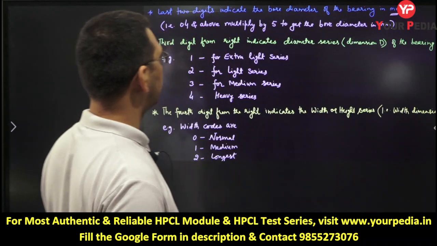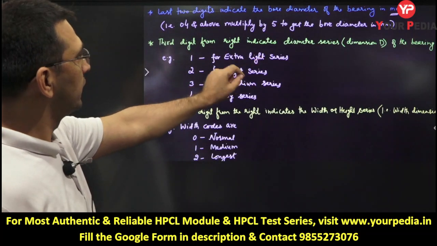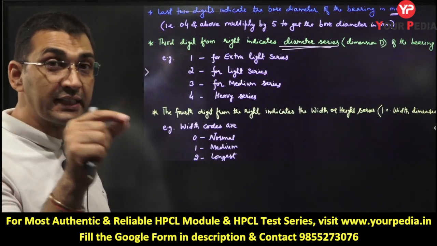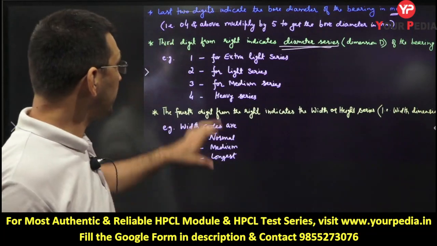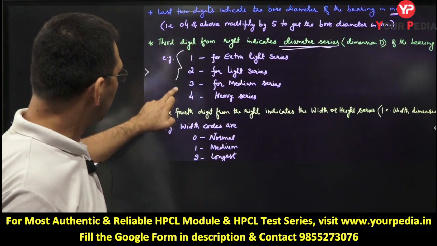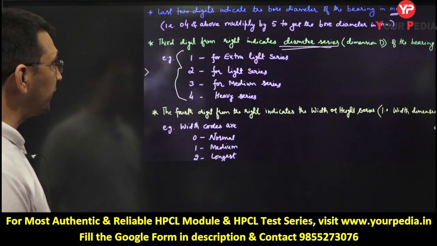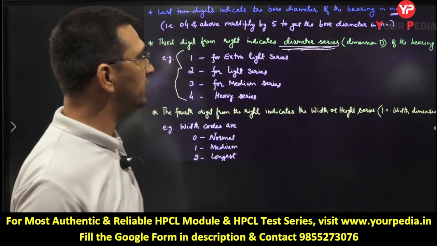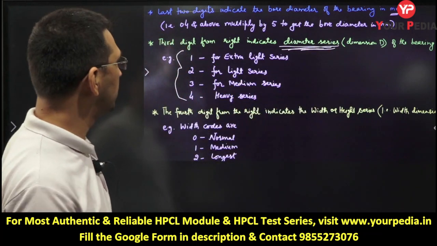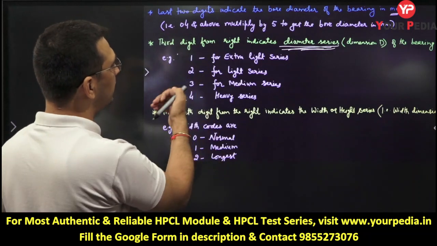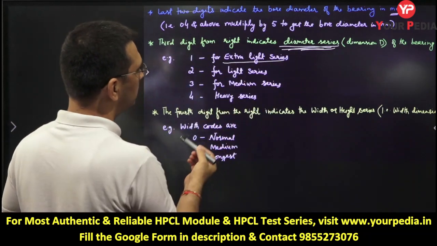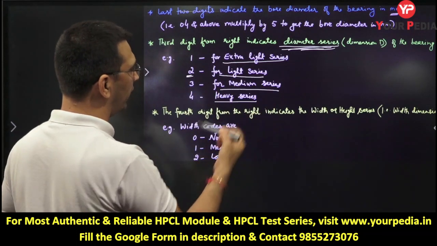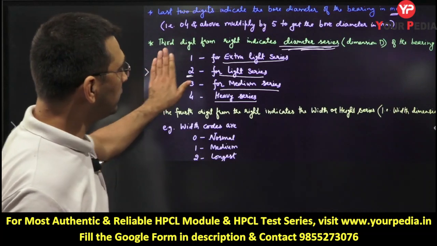So how do we designate? This is the designation for it. Basically it indicates the diameter series. It will not give the exact outer dimension, but this is the interpretation for the code mentioned, referring to the outer diameter series. If it is 1, it means extra light series. If 2, light series; if 3, medium series; and if 4, heavy duty, heavy series.